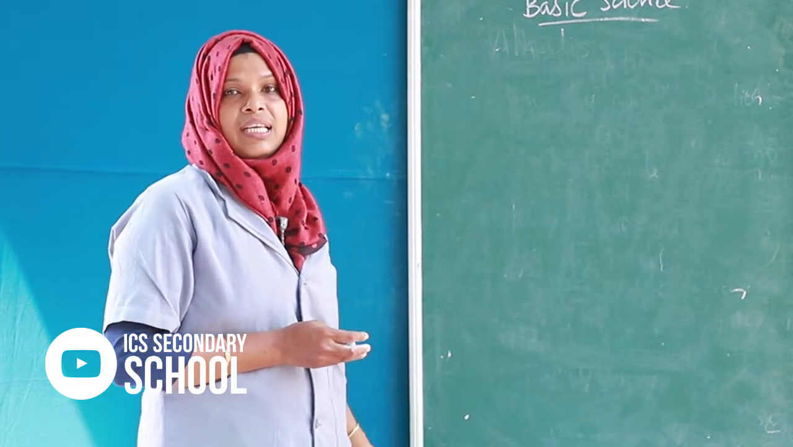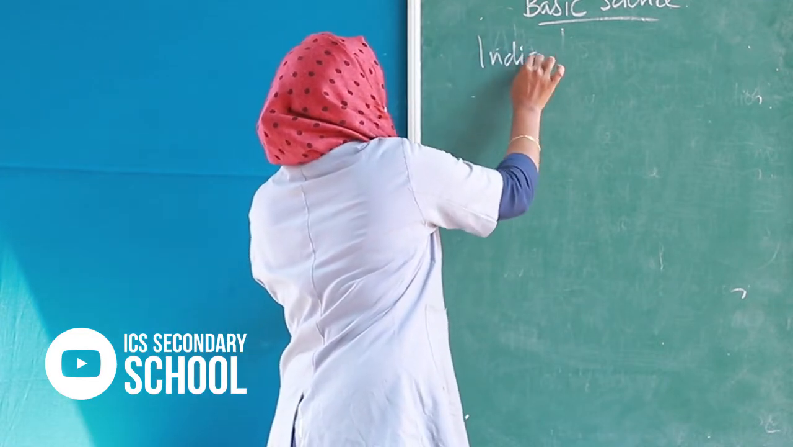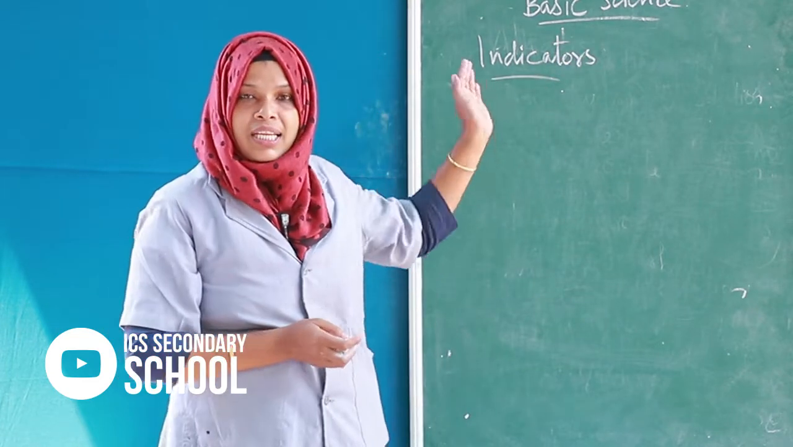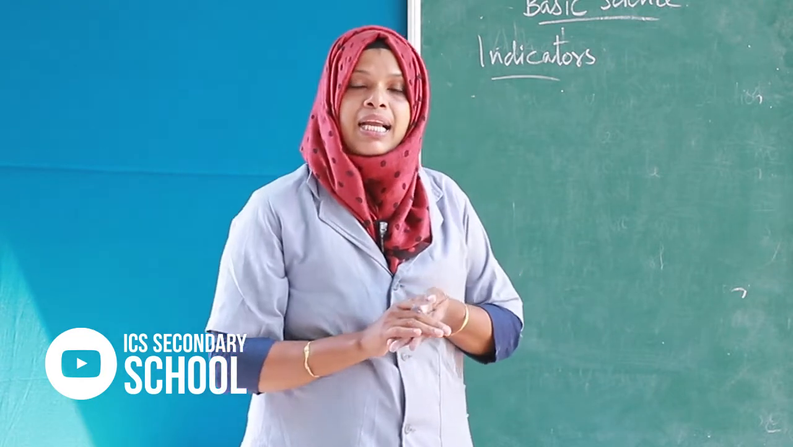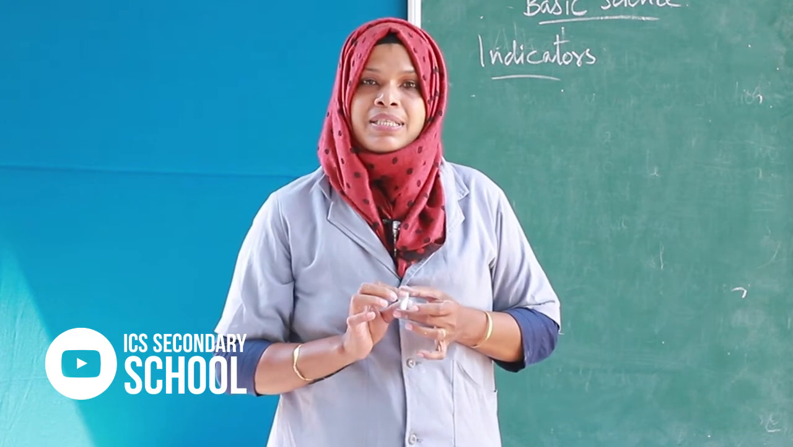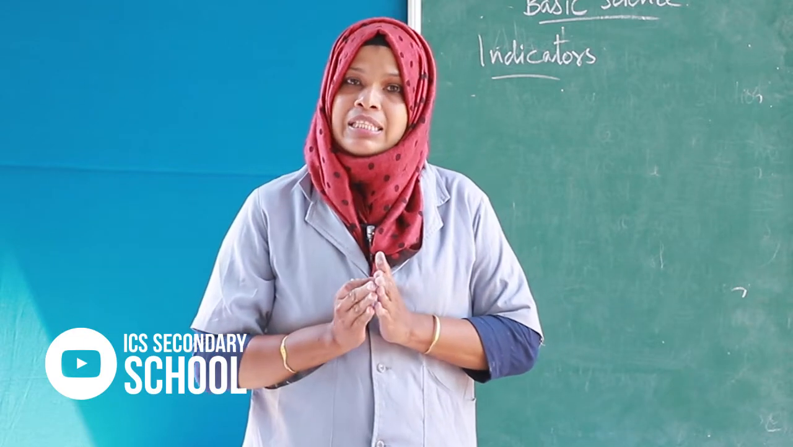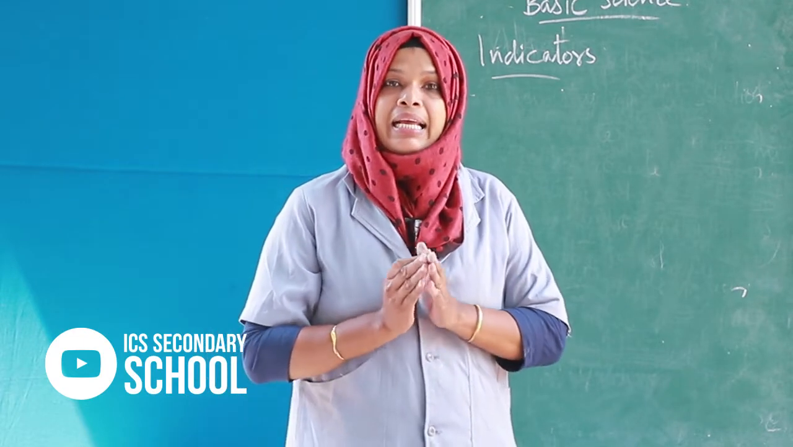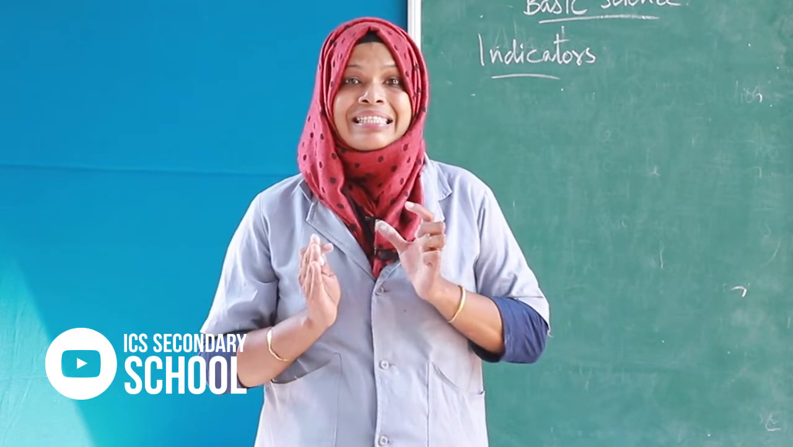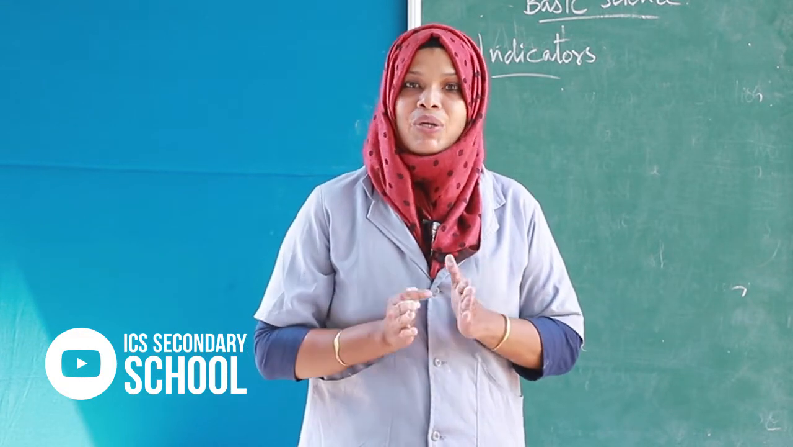Next one is indicators. Okay. Before starting indicators, what is meant by alkalis? Alkalis are the substances which change red litmus paper to blue, and they have a bitter taste and are slimy. Examples: sodium hydroxide, calcium hydroxide, etc.